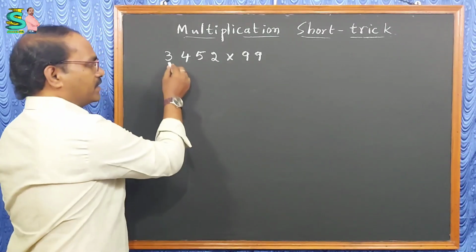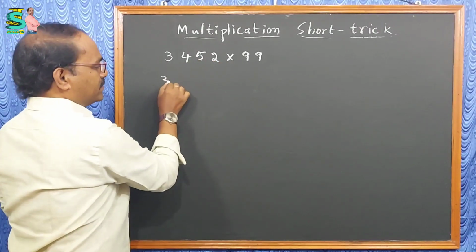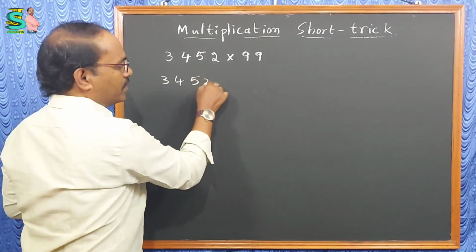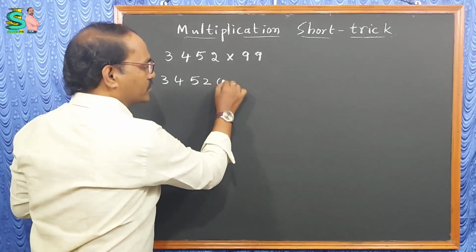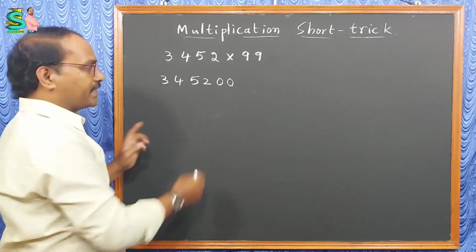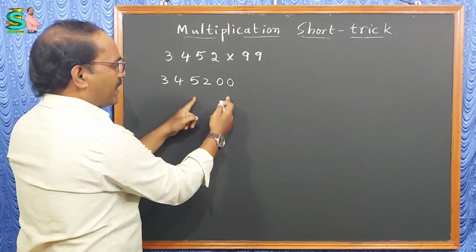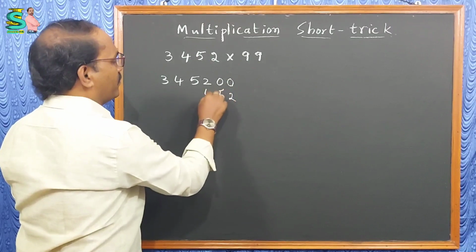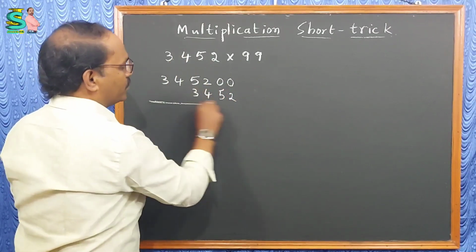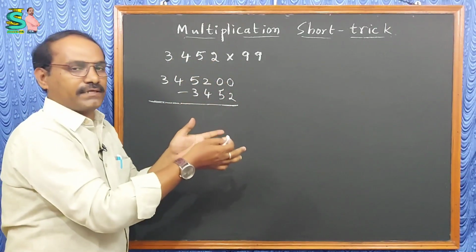What is that? You should write this number first: 3452. How many 9s are there? 2 9s. So 2 zeros. And then you should write the same number again here, reversed: 2, 5, 4 and 3. Do the subtraction, you will get the answer.